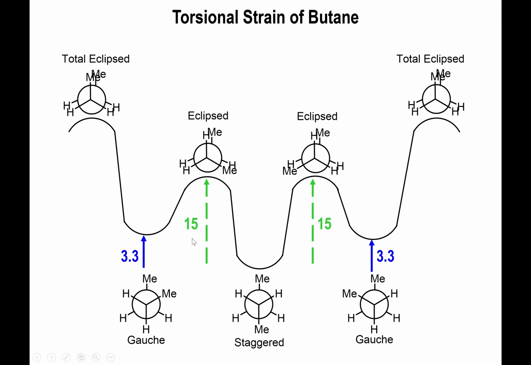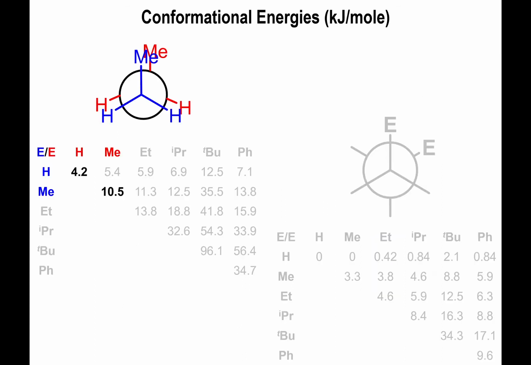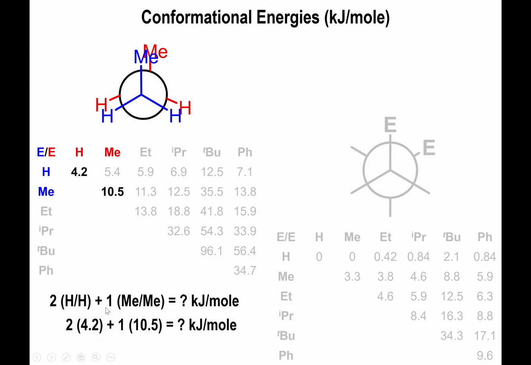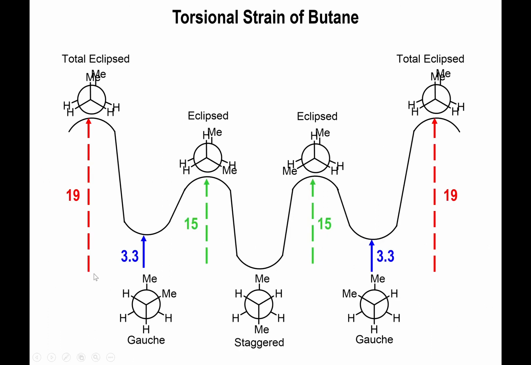So starting from the staggered conformation and going up to the regular eclipsed, we're going up by 15 kilojoules per mole. And finally, let's take a look at the total eclipsed conformations. In these molecules, we do have methyl on methyl and hydrogen on hydrogen. So we're going to focus on those two interactions. We have one methyl on methyl, and we have two hydrogen on hydrogen interactions. Placing the corresponding values, 2 times 4.2 will be 8.4. 8.4 plus 10.5 is equal to 18.9, or roughly 19 kilojoules per mole. So the energy separation from the staggered all the way up to the total eclipsed is 19.